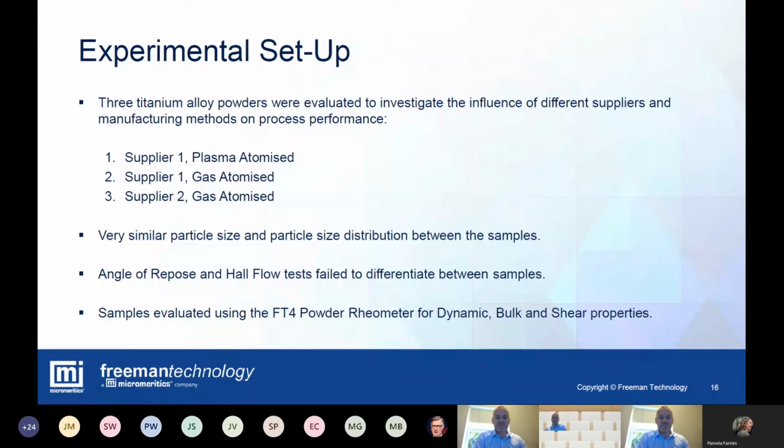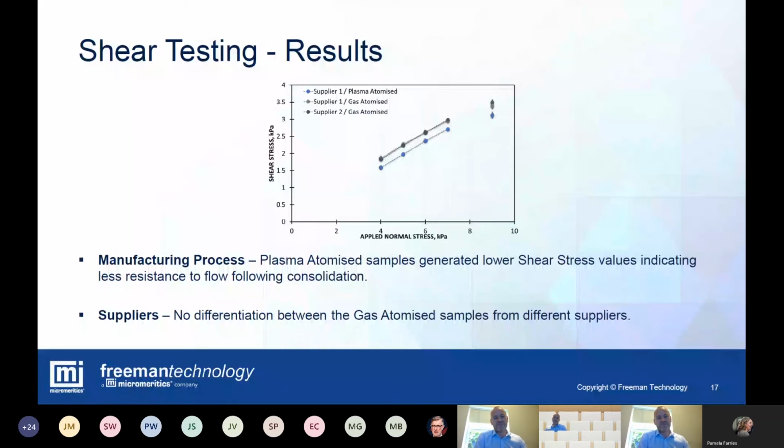Things like size distribution, size analysis, angle of repose, Hall flow showed no difference between these samples. So they ran them through a powder rheometer, and we can see some results on the next slide. The first thing we looked at, again, many of you will be familiar with shear cell tests, which is incorporated into a powder rheometer. You can see in the shear cell data how powder transitions from static to dynamic, how it transitions into flow.